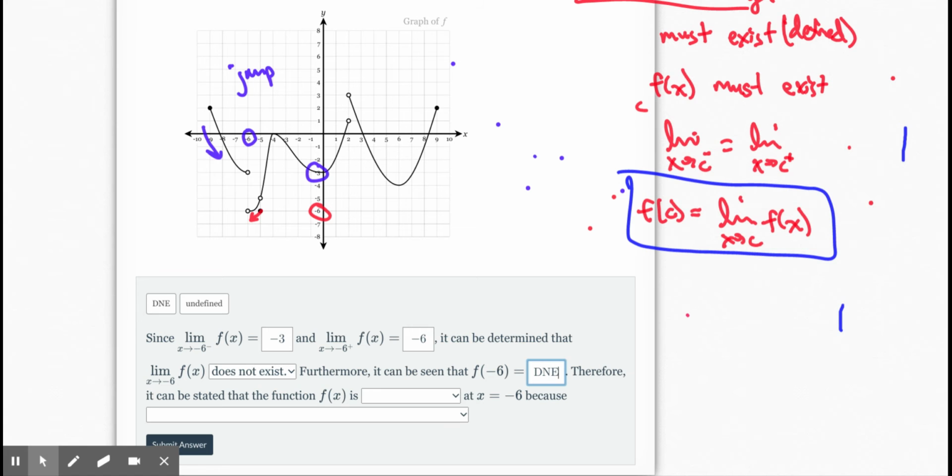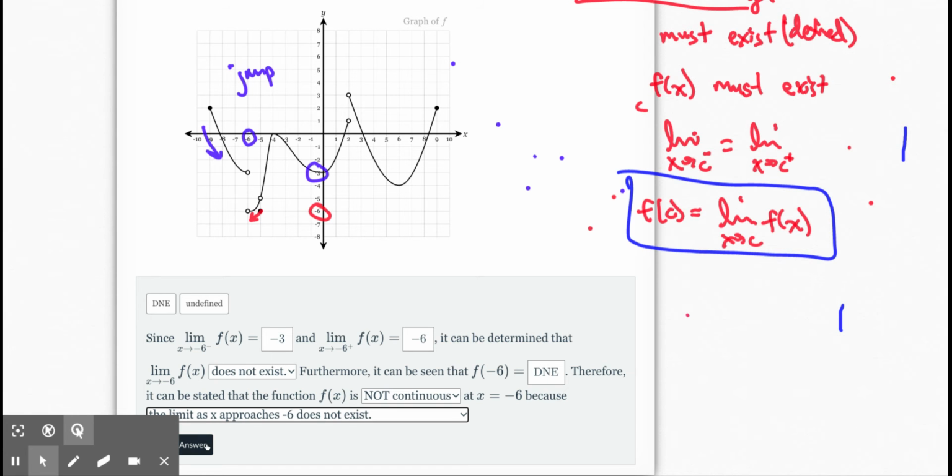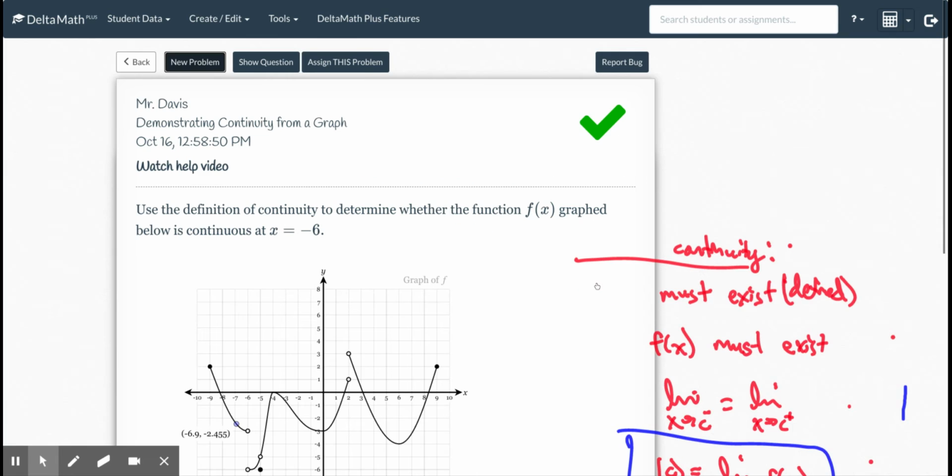Therefore, it can be stated that the function f of x is not continuous, or discontinuous, at x equals -6 because we got to choose one of these three. The limit, that does not exist. That is true. All right, that's got to be it. All right, yeah, there's actually multiple reasons why. It fails both of those. The limit does not exist and the function's not defined. So I think that was the only one that's in the drop-down box. And there we go.